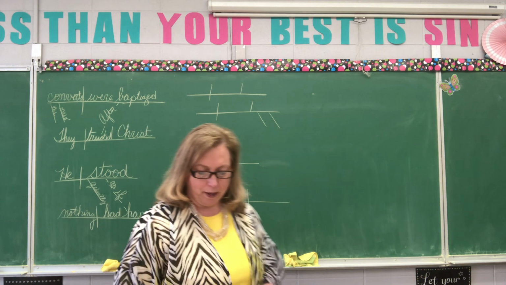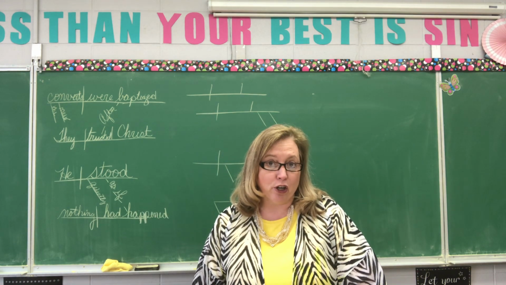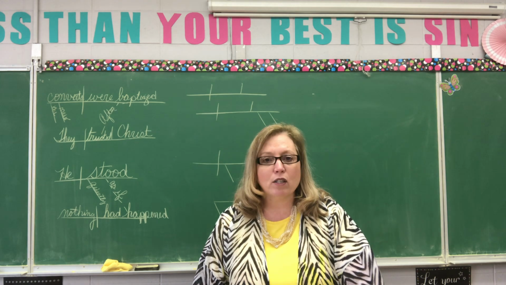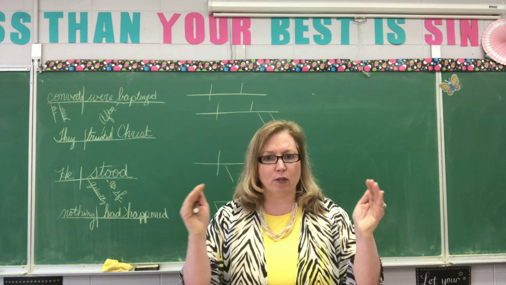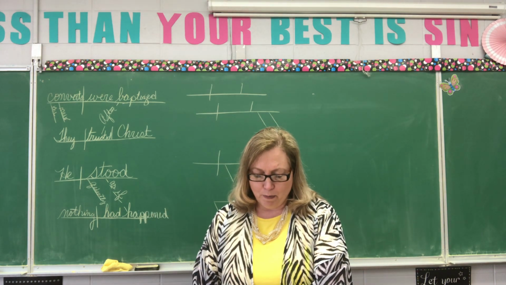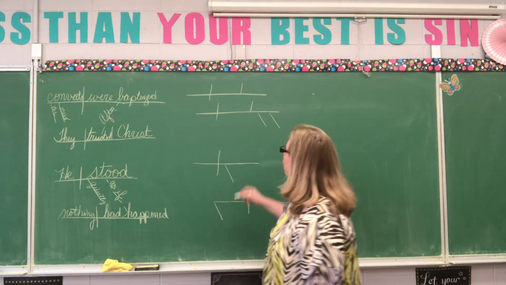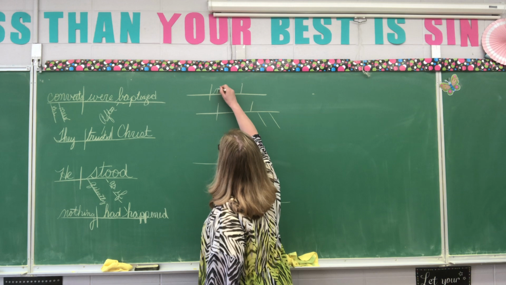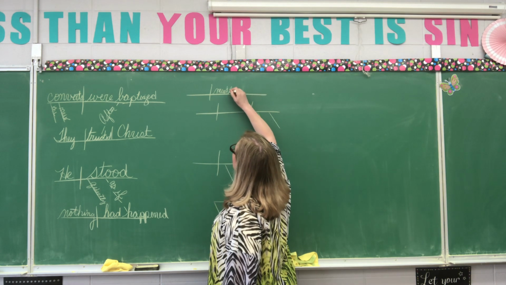Let's look at the third one. If you want a good grade, you must earn it. Okay, what's the clause? If you want a good grade, put brackets around that. Look at the independent clause. You must earn it. What's the verb? Must earn. So up here, I'm going to write must earn.